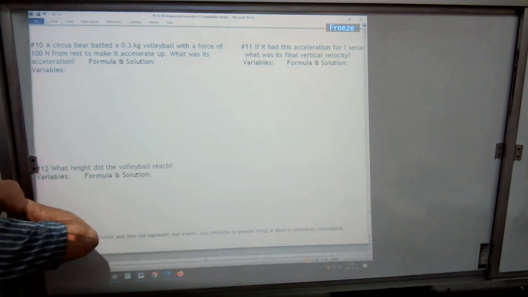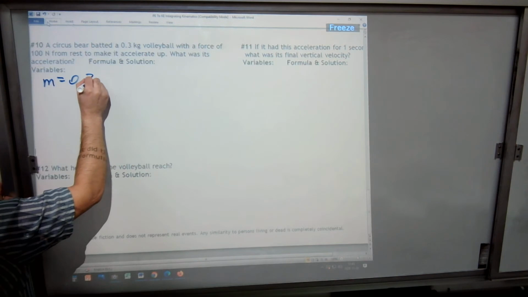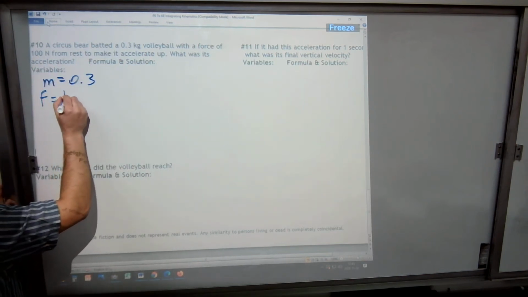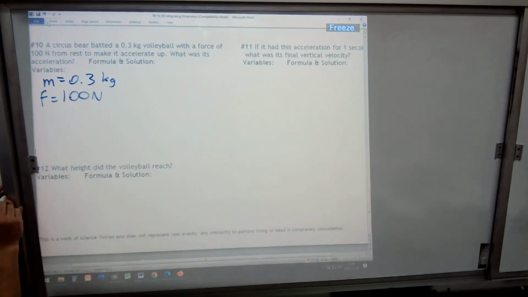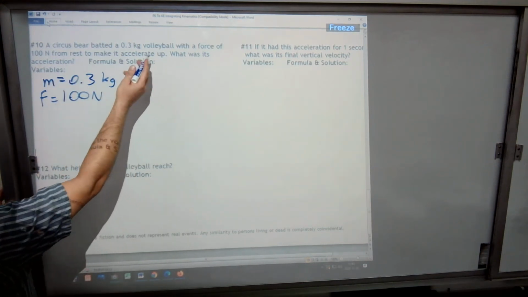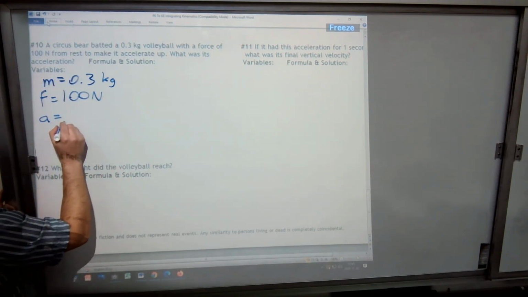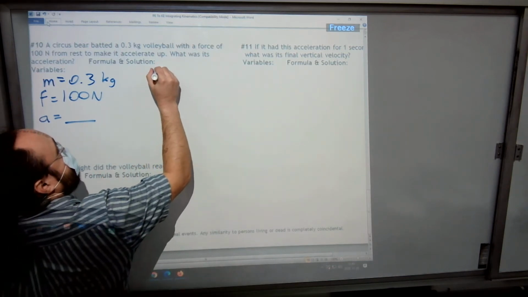So it says you've got a 0.3 kilogram volleyball. Okay, I've got a mass and a force. All right, we haven't done force in a while. Force, 100 newtons. What was its acceleration? It says it's going to make it accelerate up, so that's going to be important in a minute. It's going in the up direction. We've got to figure out its acceleration. Gave us mass, gave us force, asked for acceleration. Sounds like this is an F equals ma problem.